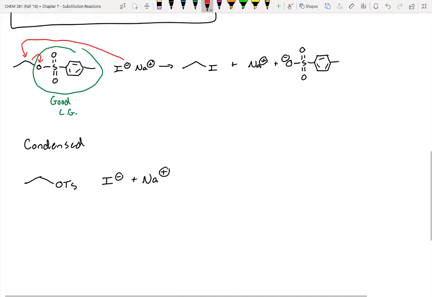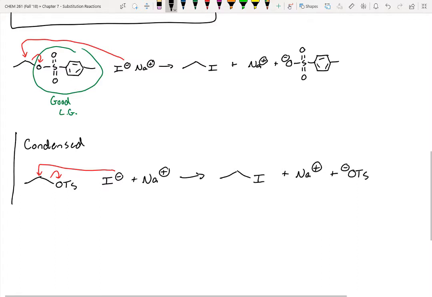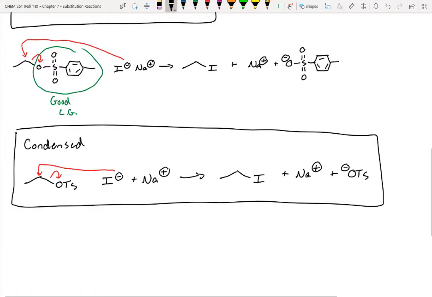So for our condensed version, same thing, right? Our iodide's going to attack in, kick off that leaving group. We'll have iodide down here. We'll have sodium. And then our leaving group is OTS with the negative charge on the oxygen. So if that is easier for you to draw, chemists like to use a lot of these shorthand notations just to make it easier.